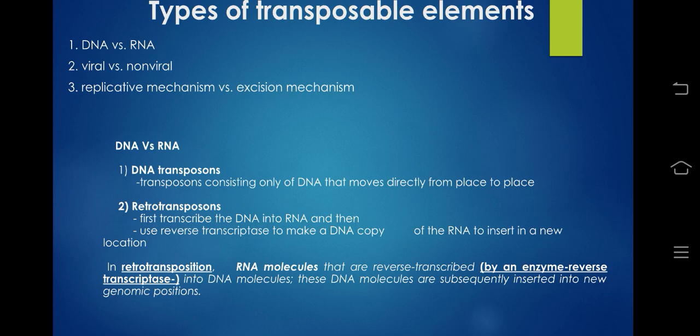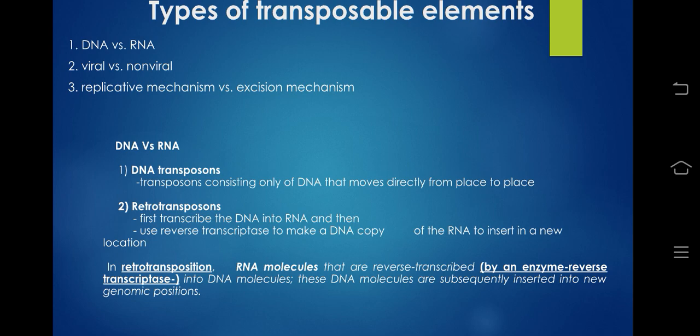Next, types of transposable elements: DNA versus RNA, viral versus non-viral, replicative mechanism versus excision mechanism. DNA versus RNA. DNA transposons are transposons consisting only of DNA that moves directly from place to place. Retrotransposons first transcribe the DNA into RNA and then use reverse transcriptase to make a DNA copy of the RNA to insert it in a new location.